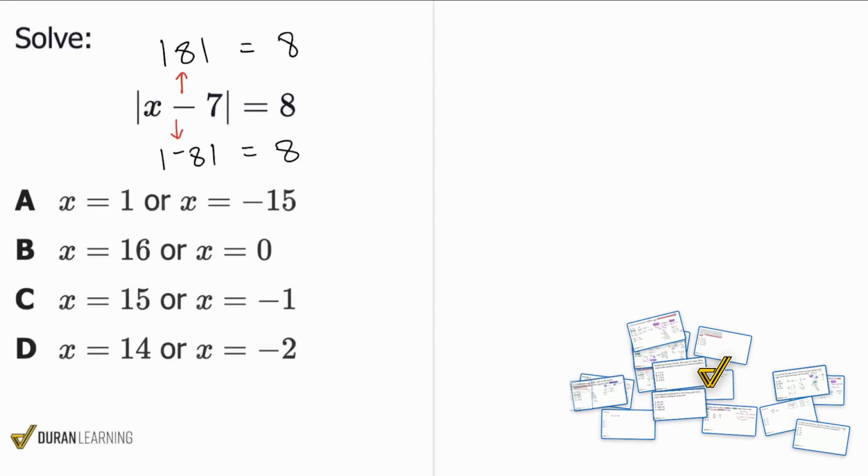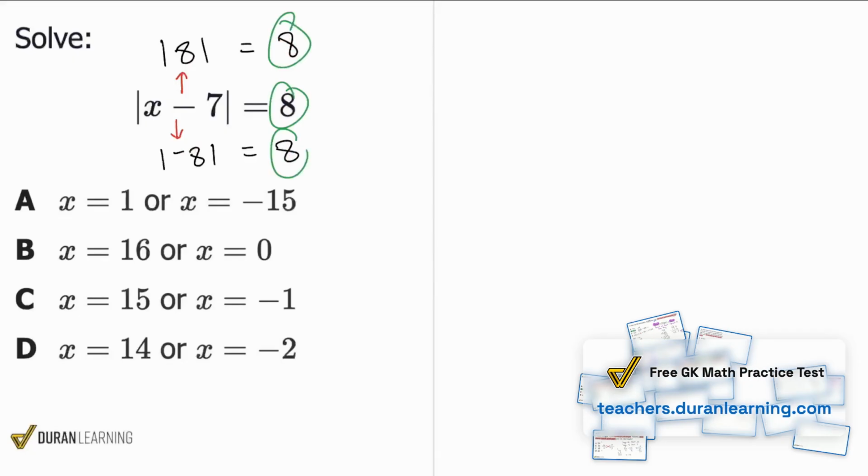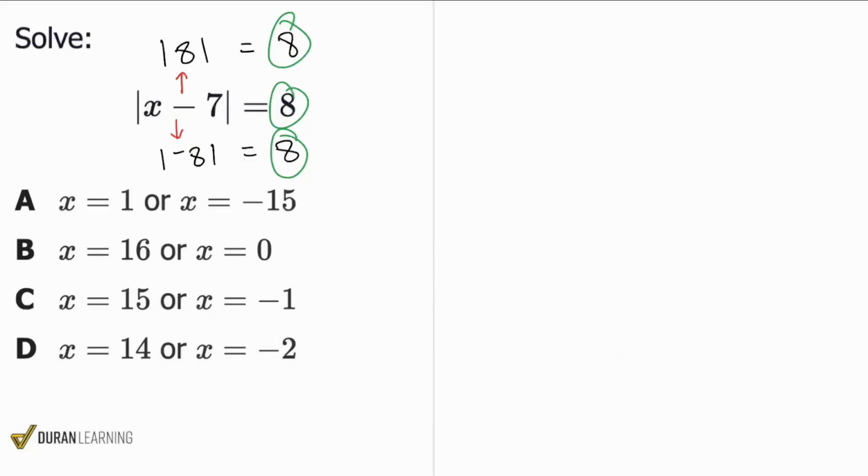So that's what this means. Regardless if we get 8 or negative 8, it will make the equation true. And that's all we want. That's what solving equations is, right? Finding the value of x that makes the equation true. So with that, we have two cases. The first case is when x minus 7 is positive 8. And then the other case where x minus 7 is negative 8. Either of those cases make the equation true.